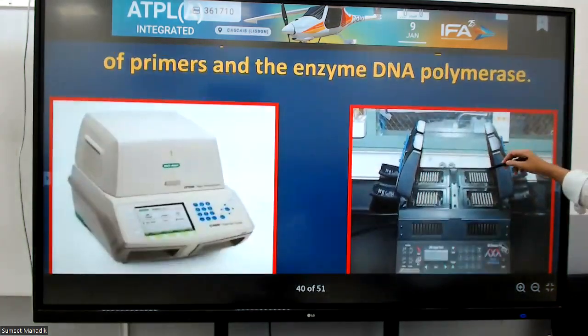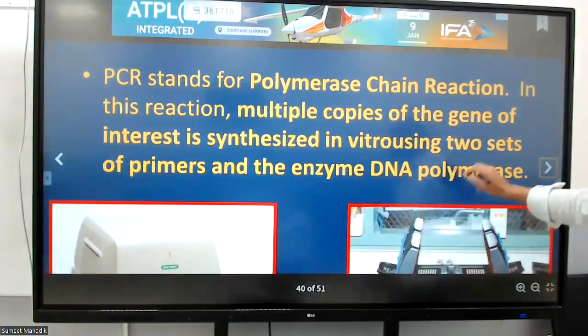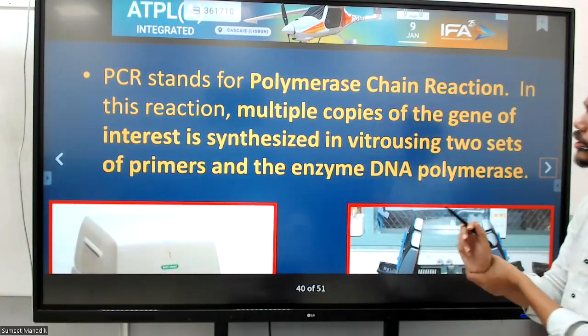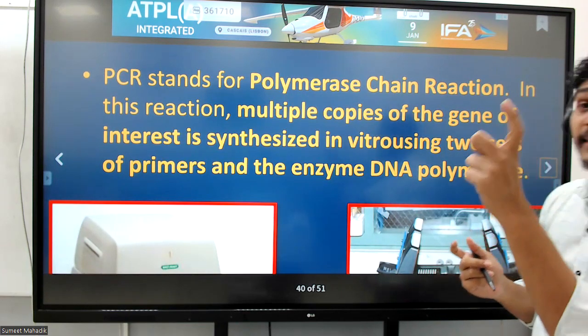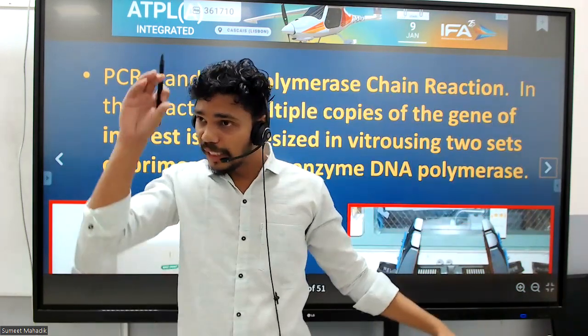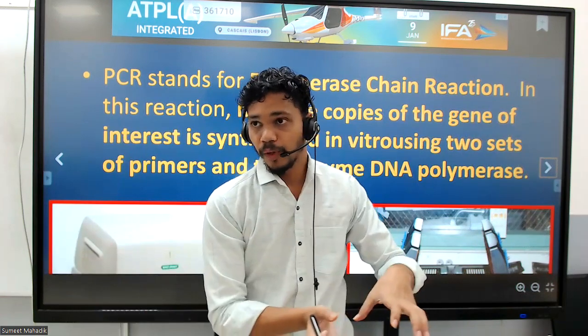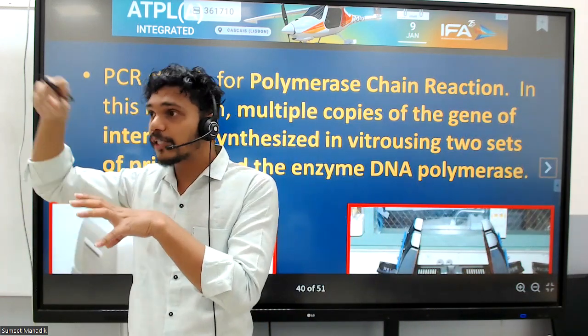Can anybody tell me the full form of PCR? Polymerase chain reaction. In this reaction, multiple copies of the gene are made. We have done all the methods, and each method has a different technology, like PCR for amplification, fragmentation, and electrophoresis for understanding which fragment is there.